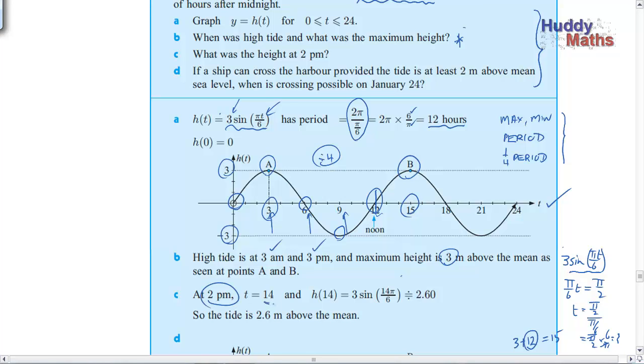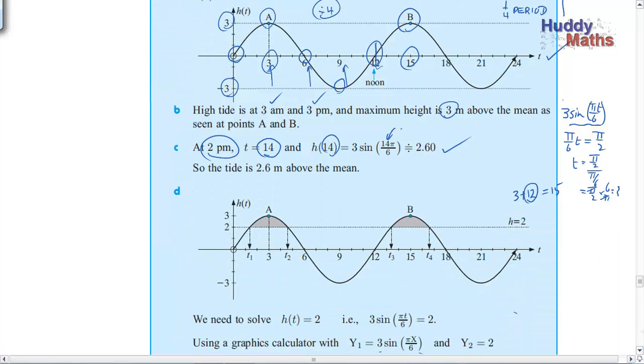At 2 p.m, what's this? 2 p.m. is 14 hours after midnight. So stick 14 in place of t in the formula and you get approximate height there, 2.6 metres, above the mean.